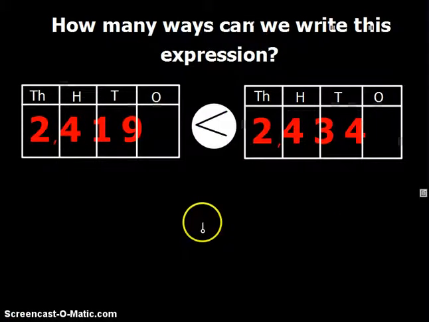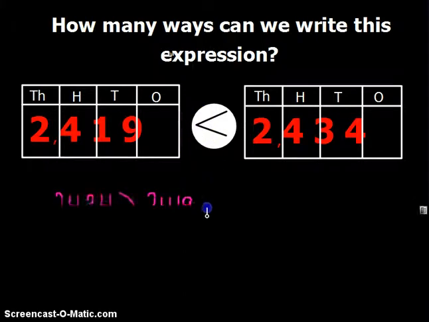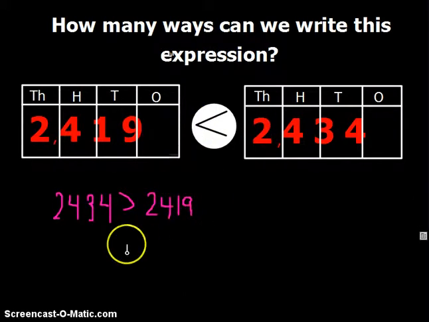Okay, now I want to know how many different ways we can write this expression. So of course we've got our less than sign here in the center, so we can say that 2,419 is less than 2,434. Remember, you read it from left to right. The small side on the left tells you less than. Another thing we can do is flip-flop our numbers and say that 2,434 is greater than 2,419.